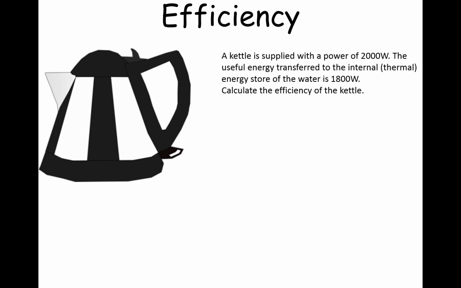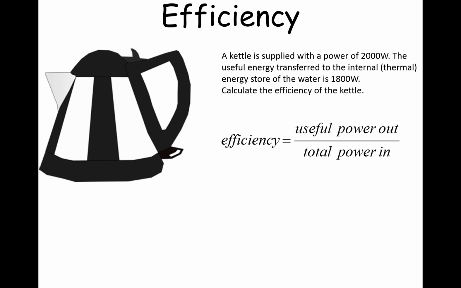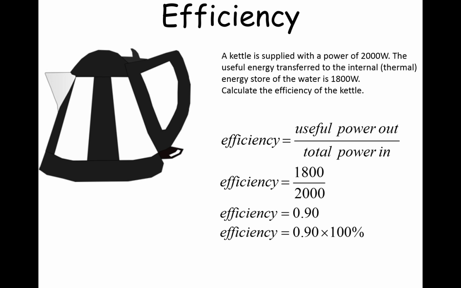A kettle is supplied with a power of 2000 watts. The useful energy transferred to the internal energy store of the water is 1800 watts. Calculate the efficiency of the kettle. So we write down our equation, efficiency equals useful power out divided by total power in. We simply replace the numbers. The useful power out in this case is 1800. The total power in is 2000 watts, and that gives us an answer of 0.9. We then simply multiply that by 100% in order to give us the percentage. This kettle is 90% efficient.